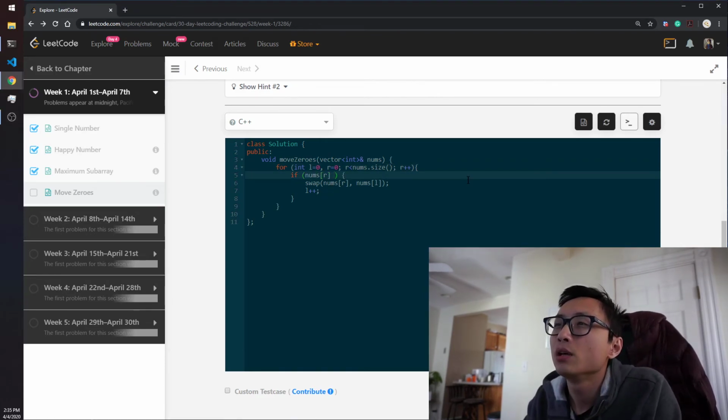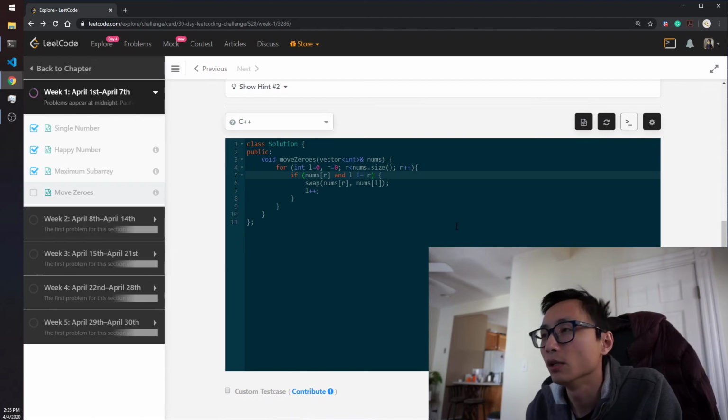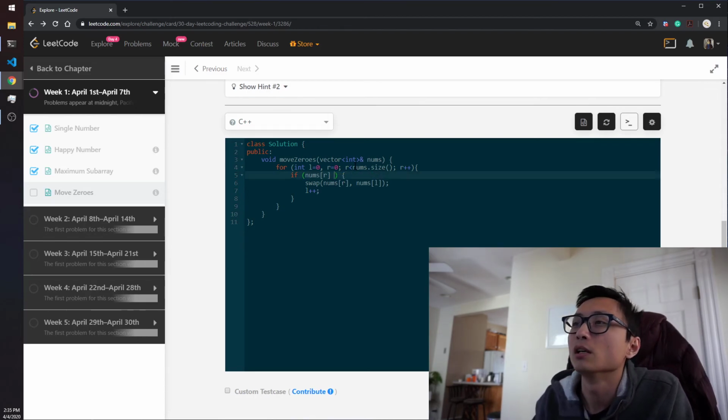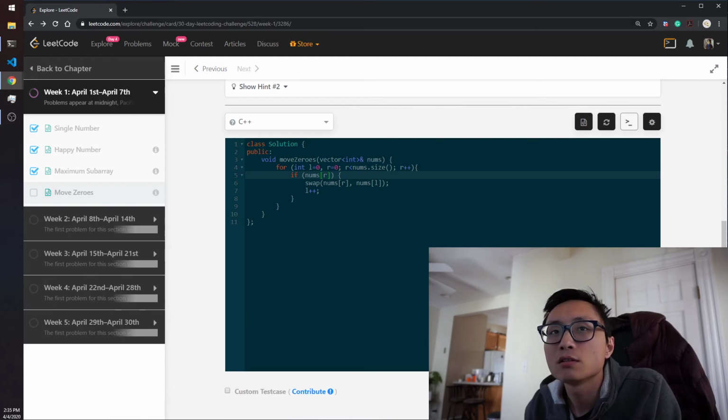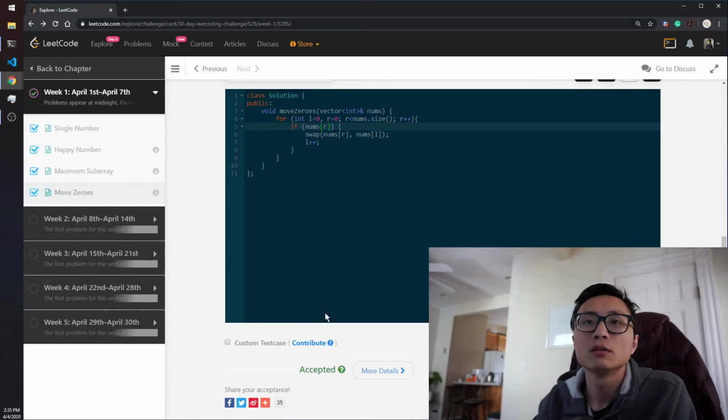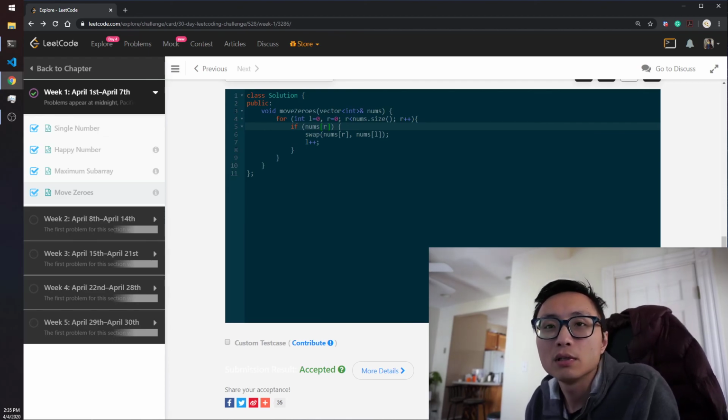And to avoid another swap, I guess we can put a check here. No, we shouldn't do that. Okay, I think this is the code. Okay. Yep. So far so good.